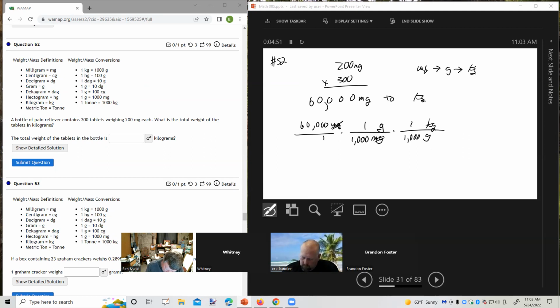So milligrams go, grams go, I've got kilograms. Well, I could do this. I could divide the top and the bottom both by 1,000. That would get rid of 1, 2, 3, 1, 2, 3. So now I've got what, 60 divided by 1,000, which is 0.06 kilograms.